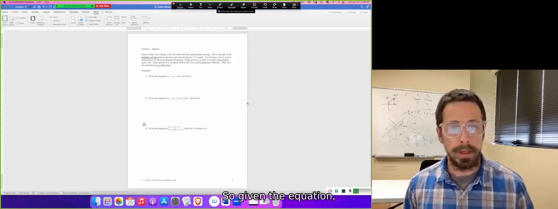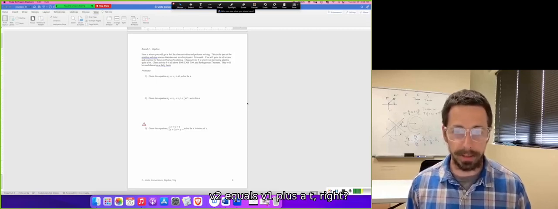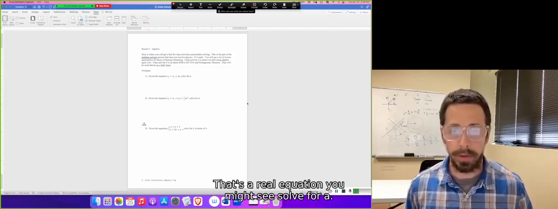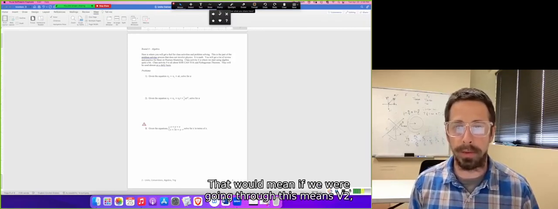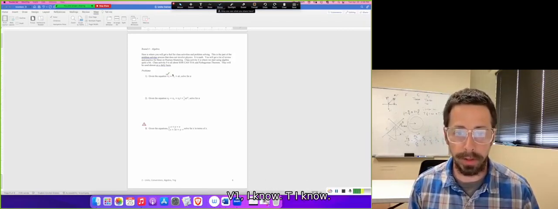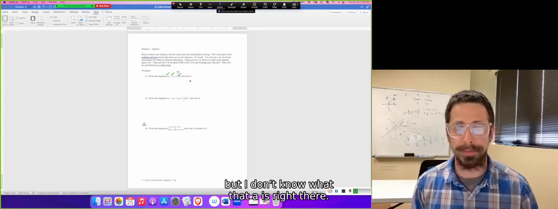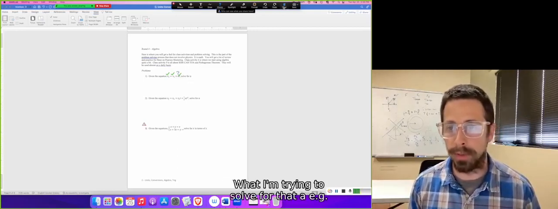Okay. So given the equation, V2 equals V1 plus AT, right? That's a real equation you might see. Solve for A. All right, here we go. That would mean if we were going through this, V2 you know, V1 I know, T I know, and then it's not going to quite work, but I don't know what that A is right there. Okay, so that's what I'm trying to solve for. I'm trying to solve for that A, for example.